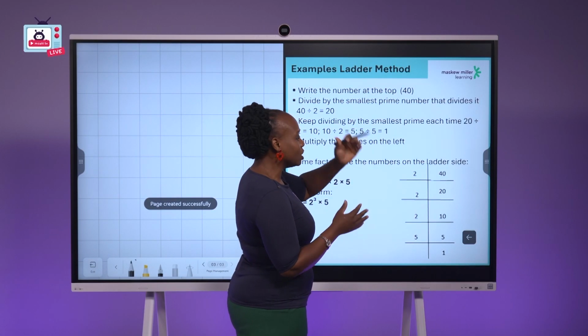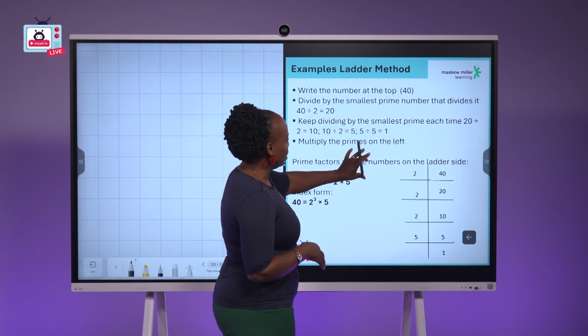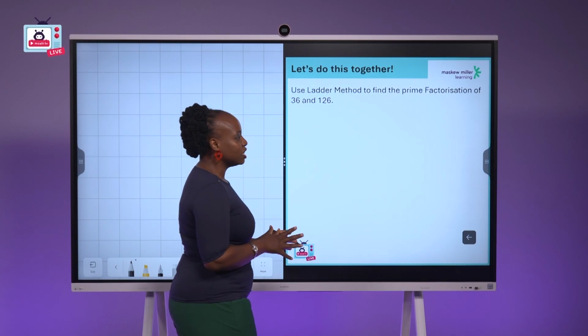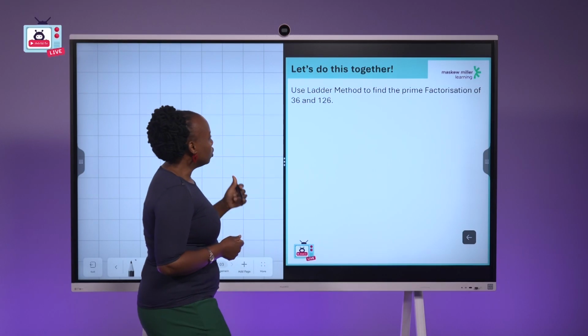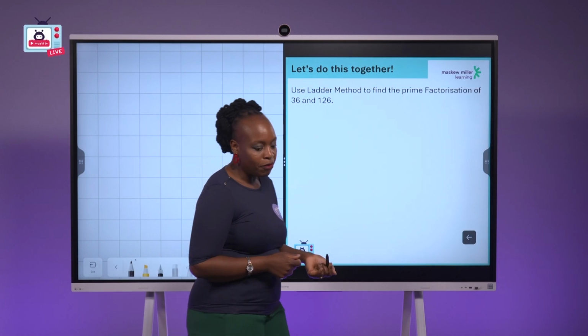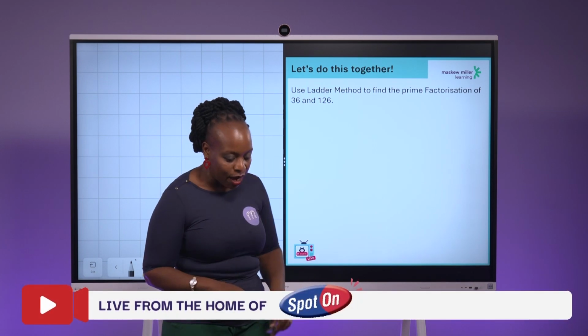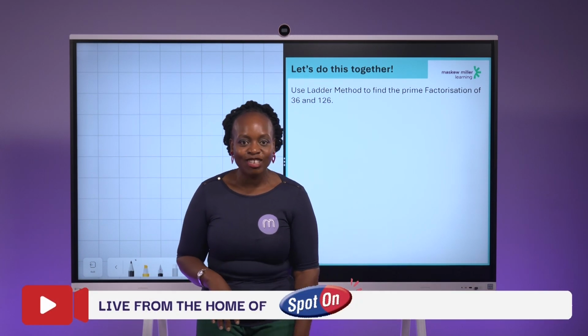All right. So those are the steps that you follow when you deal with the ladder method. So I want you to just do this for 2 seconds, and we're going to run it around. Use the ladder method to find the prime factorizations of the two numbers I've put there, 36 and 125, and I'll see you right back.